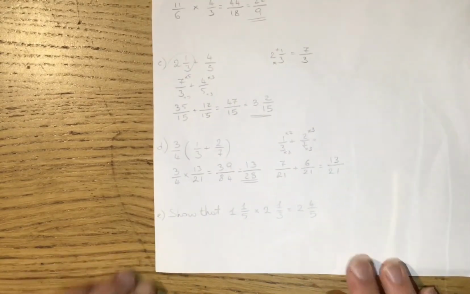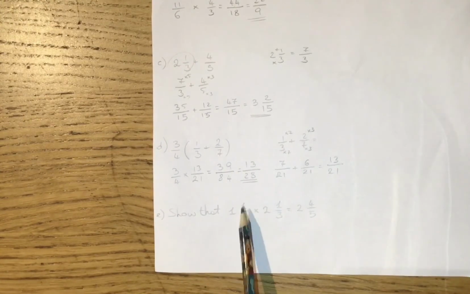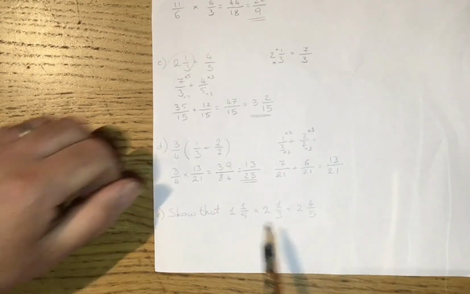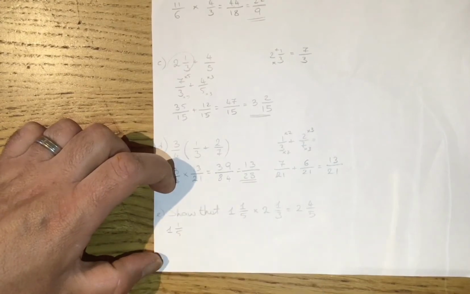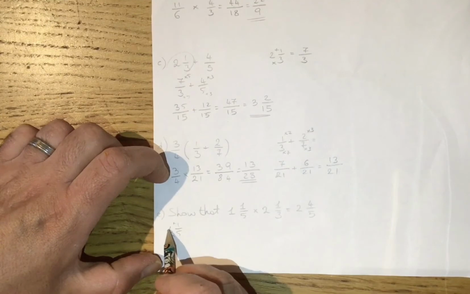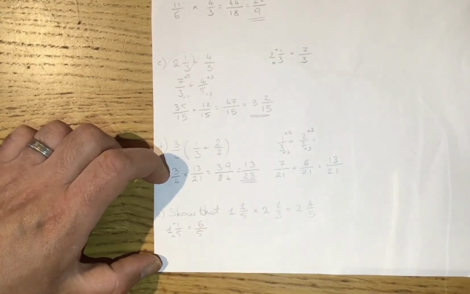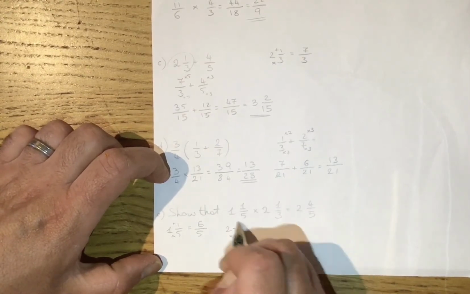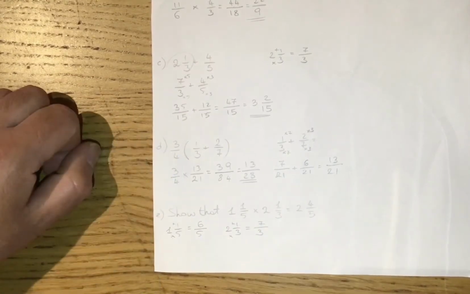Now, final example, final past paper question. We've got to show that 1 1/5 times 2 1/3 is 2 4/5. So let's change that to a top heavy fraction. 5 times 1 is 5 plus 1, 6. So that's 6/5. 2 1/3. 3 times 2 is 6 plus 1, 7. So that's 7/3.